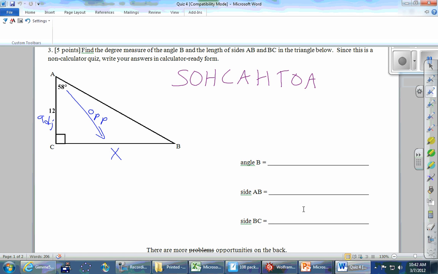Which trig function relates opposite and adjacent? It's tangent, right? It's the TOA part. So what we need to do is use the tangent of that angle. So our equation becomes tangent of the angle, 58, equals opposite. Which one is opposite? x. Divided by adjacent, which is 12. Are there questions on setting that up?